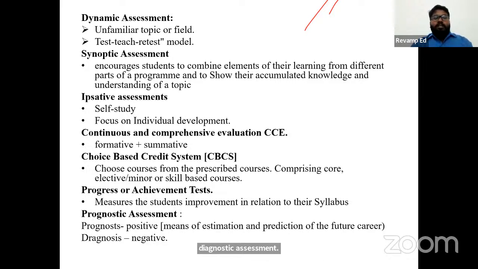Here progress is relevant to the syllabus, how the student has improved. But prognostic measurement is the estimation or prediction of an individual's career. You can assume it as early career guidance, asking somebody what their dream would be. Now we have a dream that we would like to achieve, UGC NET. We would like to crack JRF.